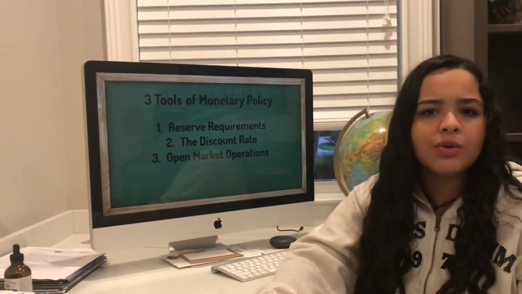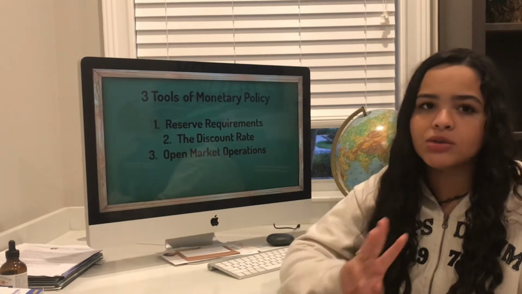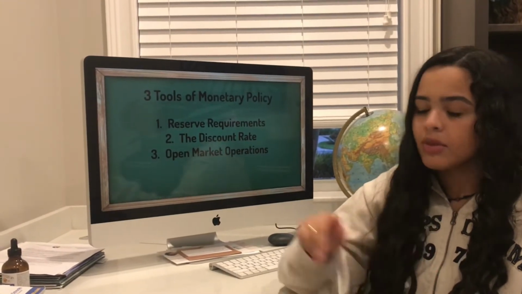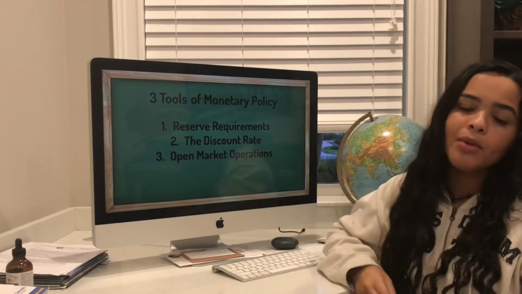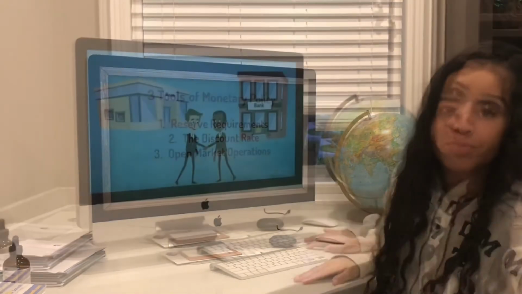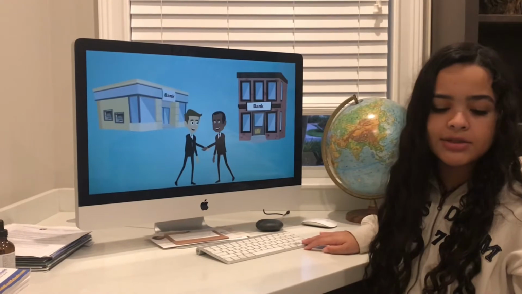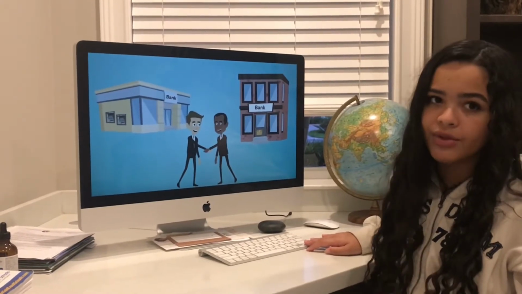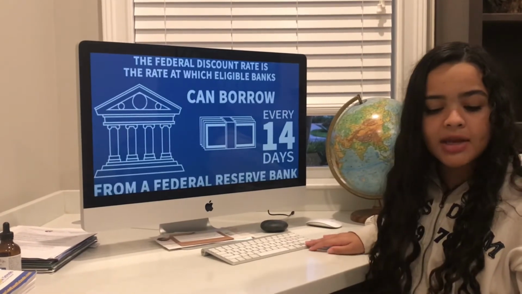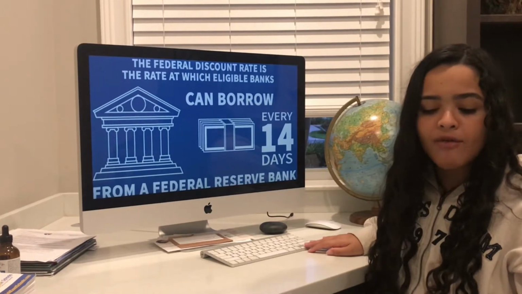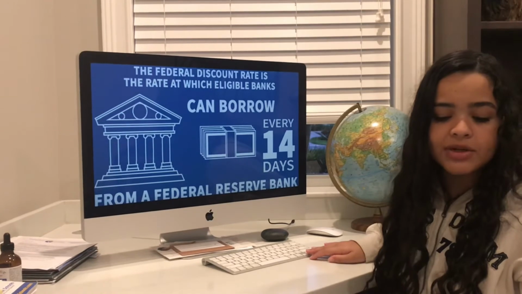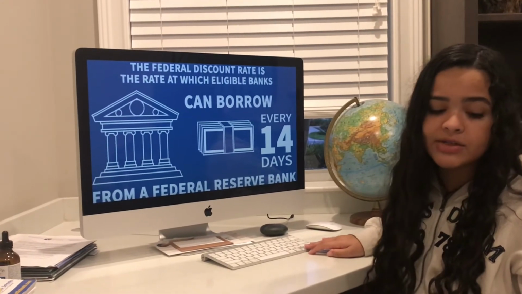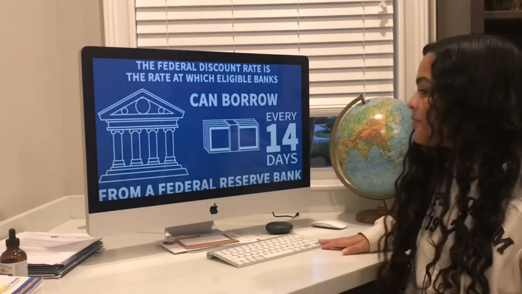Now, how does it do all of this? Well, there are three main tools under monetary policy: the reserve requirements, the discount rate, and open market operations. To review, the federal funds rate is the interest rate that banks charge other banks for loans. The second tool is the discount rate. If a bank is in need of reserves, it can also borrow from the Fed. The interest rate that the Fed charges on those loans is called the discount rate.